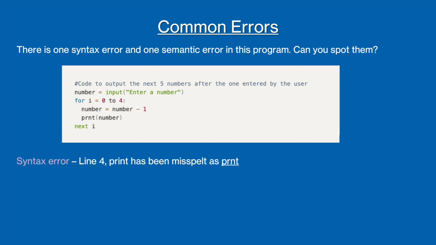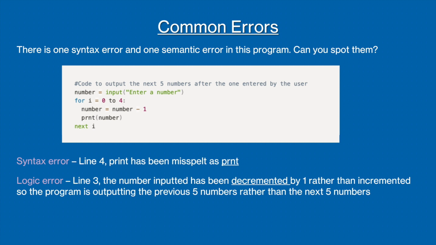In the next line, we are subtracting 1 from the inputted number before printing it out in the final line. Well, that's going to be a problem, right? Because that means that the program is going to output the 5 previous numbers from the one inputted, not the next 5 numbers like we want. Therefore, our logic error is in line 3, where the number inputted is being decremented by 1 for each of the 5 iterations of the loop. So the previous 5 numbers are being outputted, as opposed to the next 5 numbers like intended. Instead, we should be incrementing our loop by 1 each time.